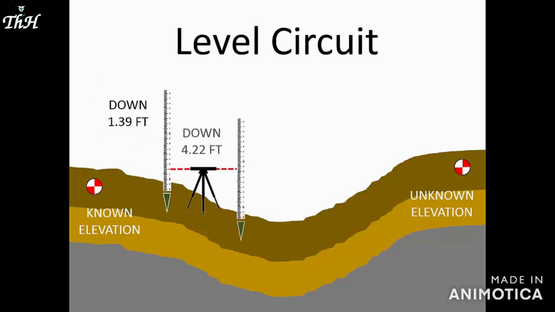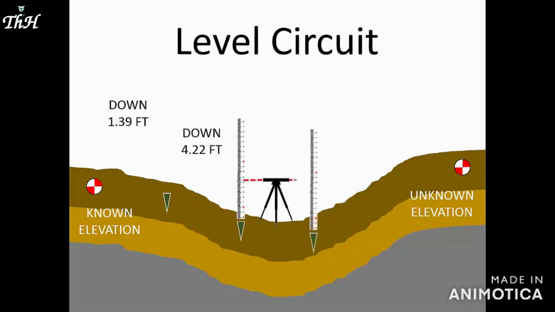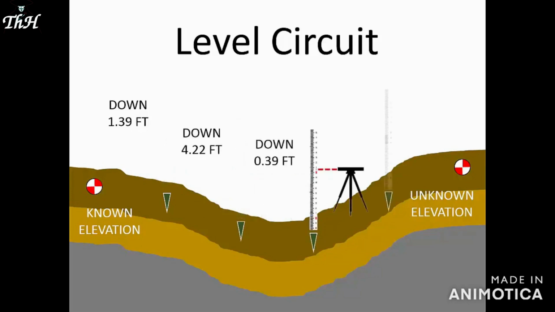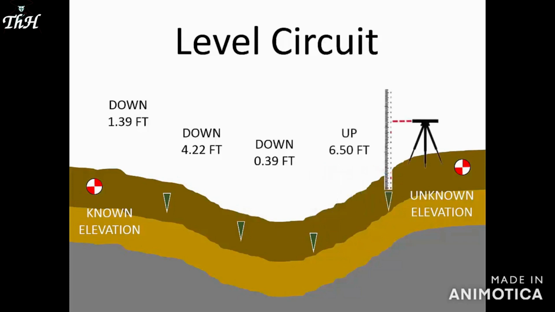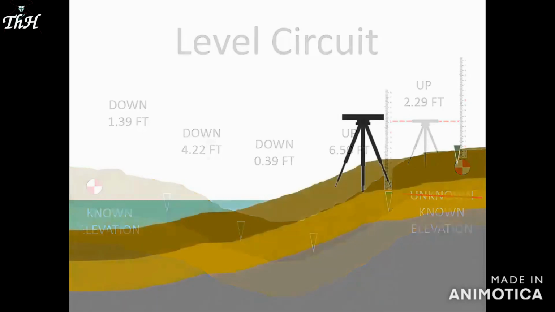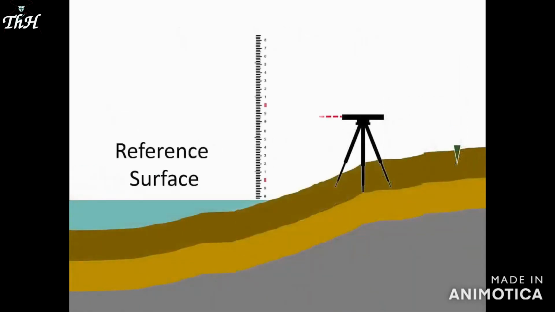In the first video, we illustrated the concept with the carpenter level, but now we do the same process on a grander scale with an optical level. To find an unknown elevation shown here on the right, we must first start from an elevation that is known, shown here on the left. An elevation is a vertical distance above or below a reference surface. We commonly use mean sea level as a reference surface.